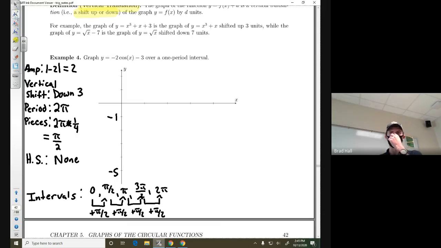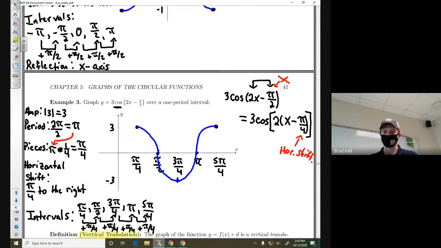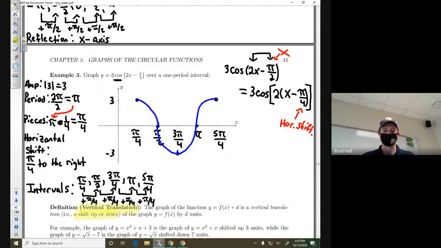And because there is no horizontal shift, that means that the last number will be the period. In general, the difference between the last number and the first number will always be the period. So that's the case in every problem. The difference between, in example 3, the first number was pi over 4 and the last number was 5 pi over 4. Their difference is pi, which was the period. So that's in general how you can check to make sure that the intervals you listed are in fact consistent.